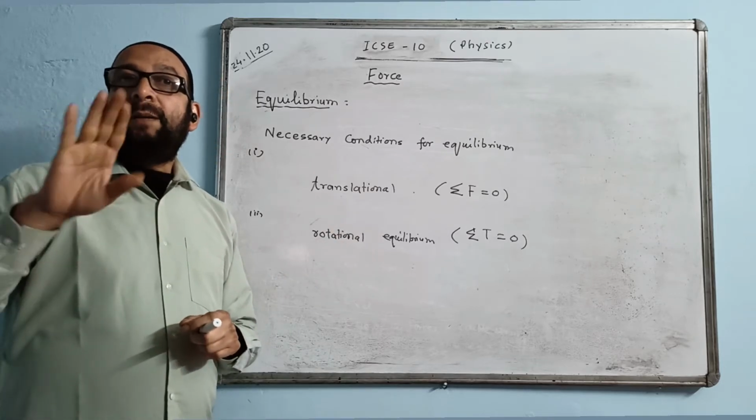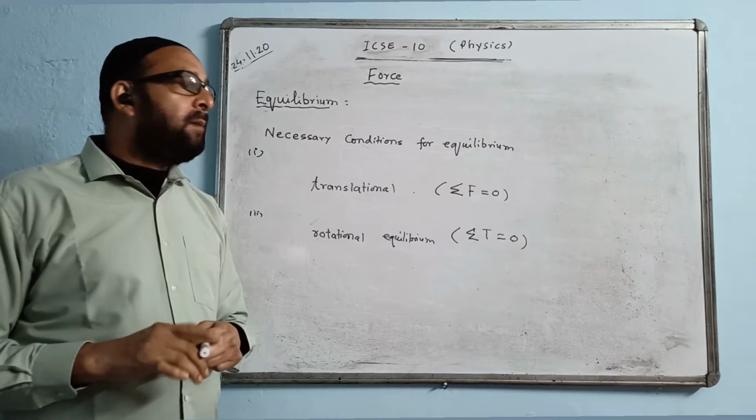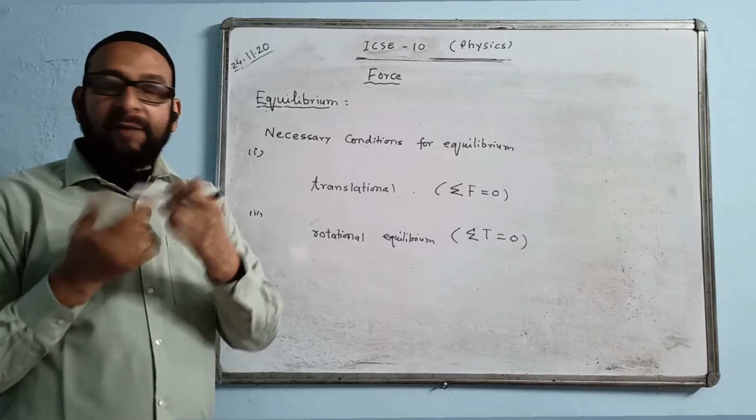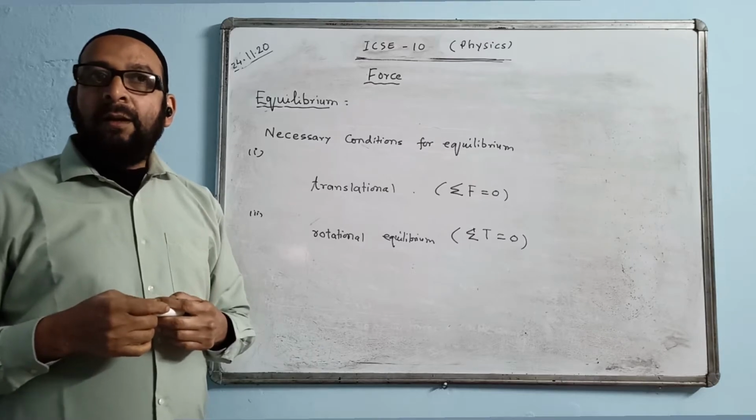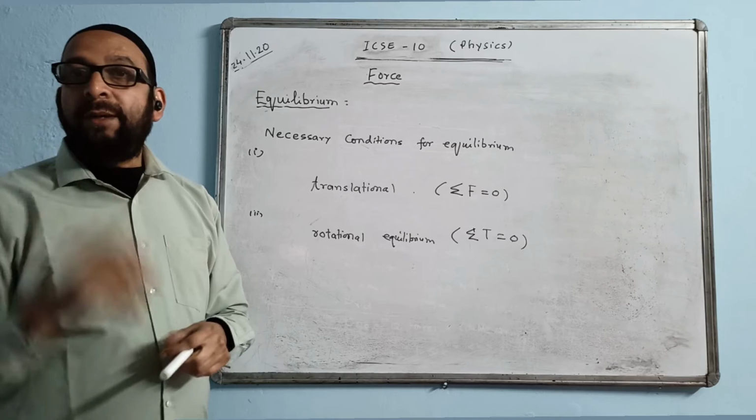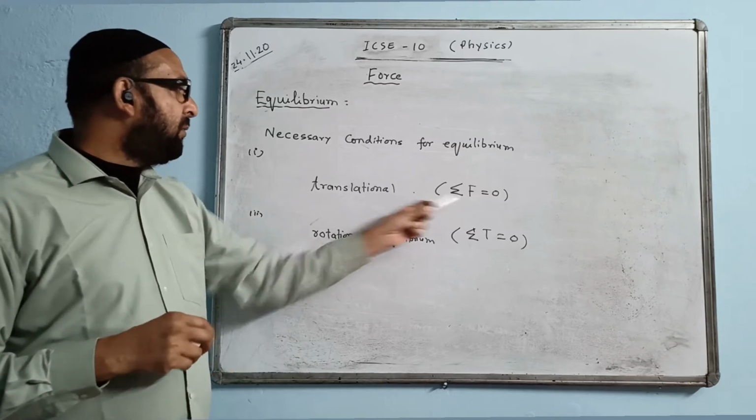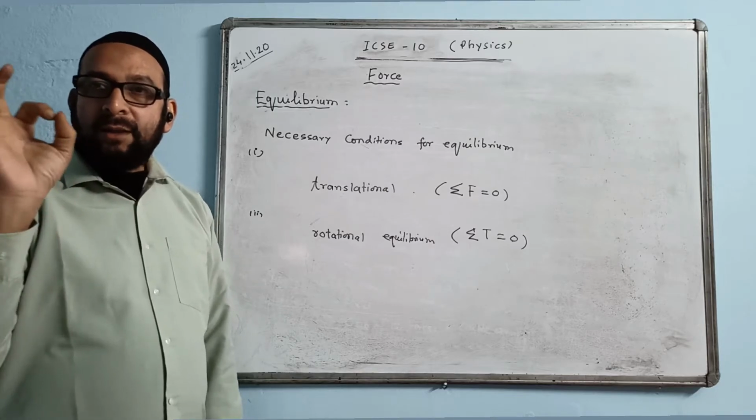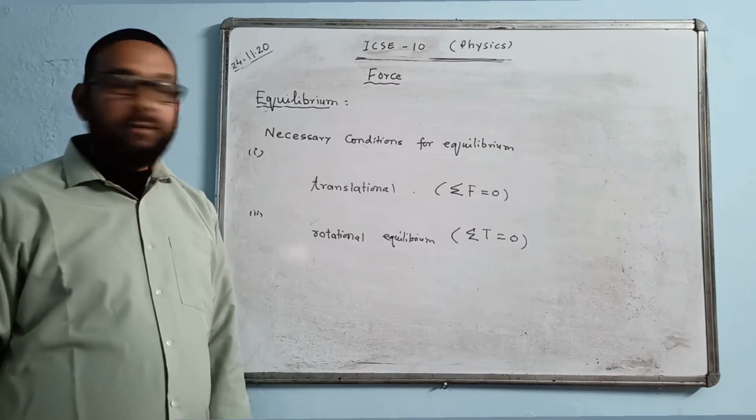So your question may come in bits and parts. A question may come: a body is unpivoted. What is the necessary condition for its equilibrium? There you will say this one: the sum of all the forces acting on the body must be 0. That one you will say.